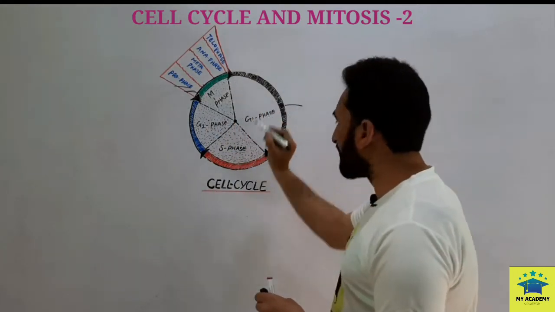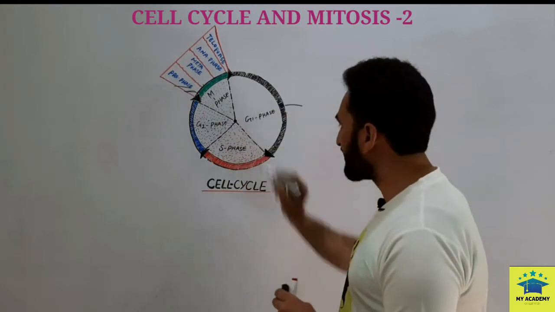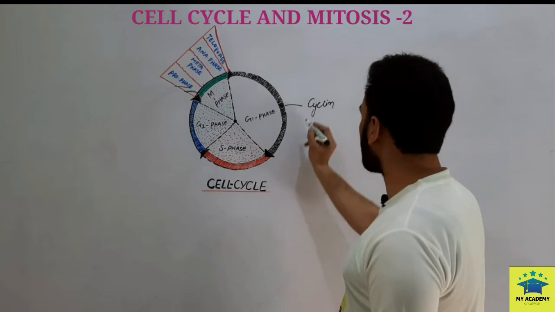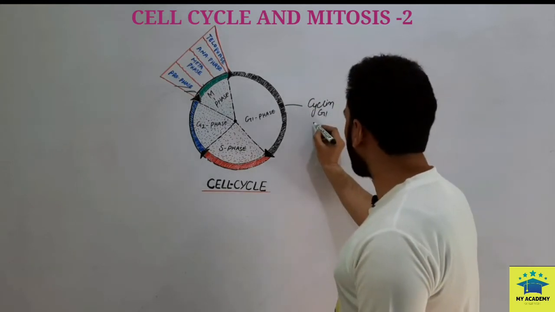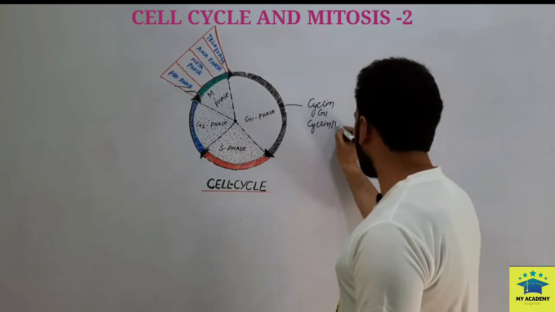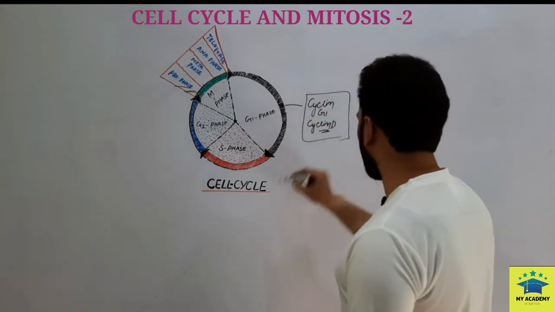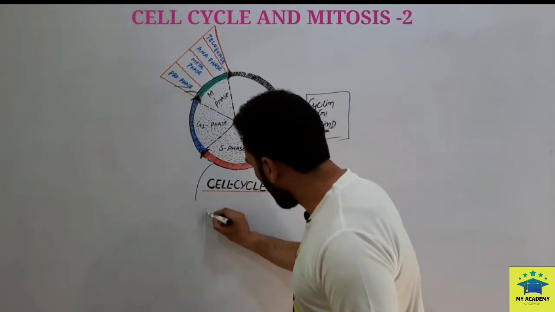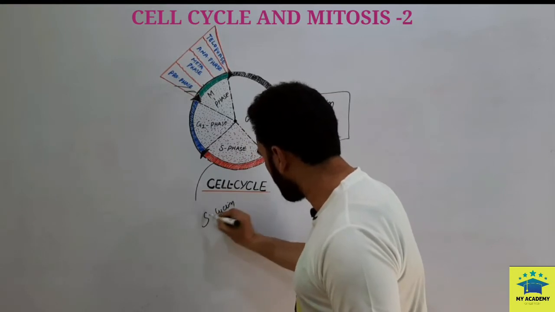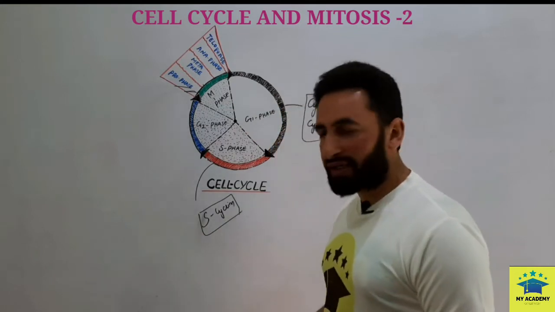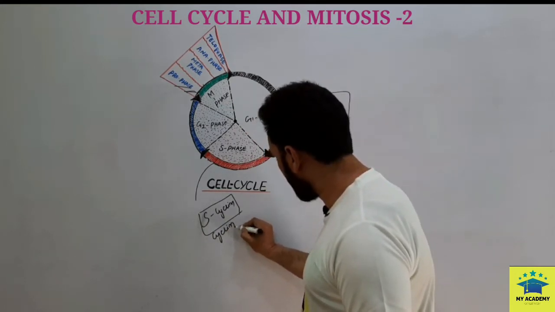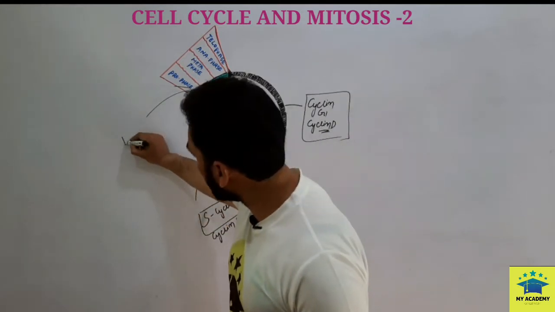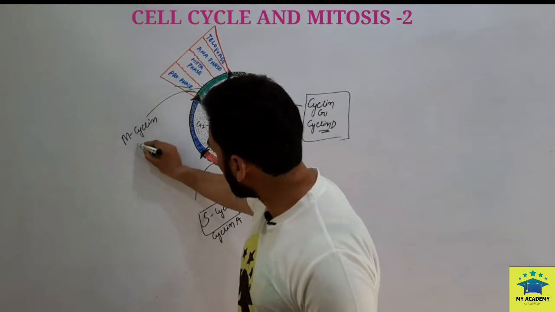For a particular stage, for example when the cell is in the G1 stage, we have a particular type of cyclin molecule called G1 cyclin, otherwise known as cyclin D. For the S phase we have S cyclin, also called cyclin A. And for the M phase, the mitotic phase, the M cyclin is there, or cyclin B.